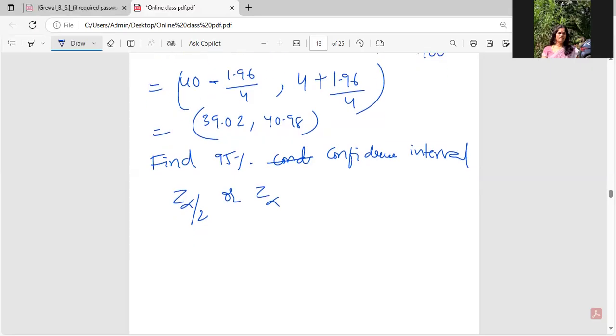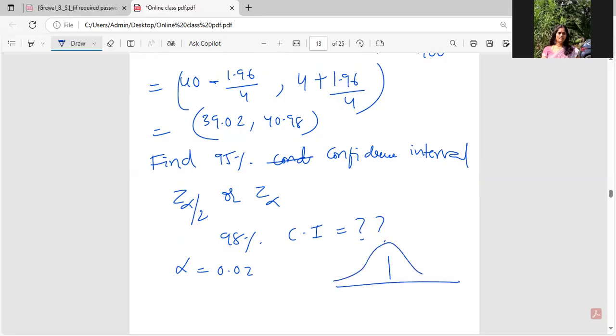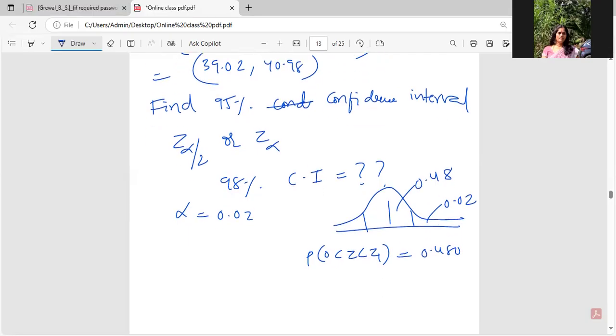Suppose I am being given 98%, guys. If I am being asked for a 98% confidence interval, then alpha will be 2%, 0.02. Just see here how to find it. It's very easy once you understand how you're doing it. This is 0.02, this will be 0.48 after halving. So I'll be looking for that value of Z. P of 0 less than Z less than Z1 will be 0.48-something in the table. I'll just tell you the value from the table. Just a second.